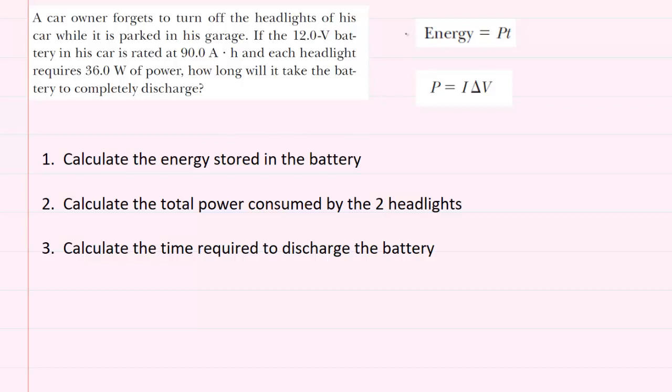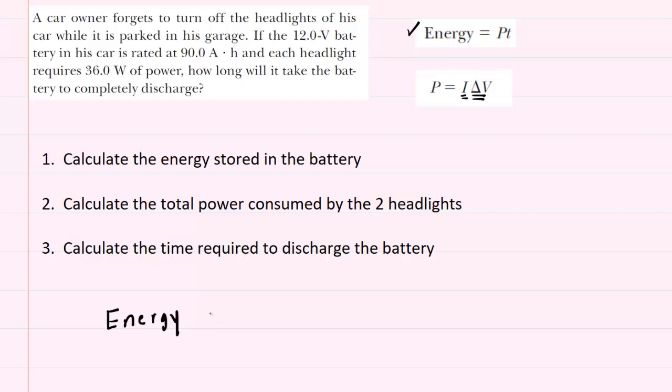Now, we know that energy is equal to the power delivered by the battery multiplied by time. But we also know that power is equal to the product of current and the potential difference supplied by the battery. And it turns out, based on the given information, these two equations will be most useful to us.